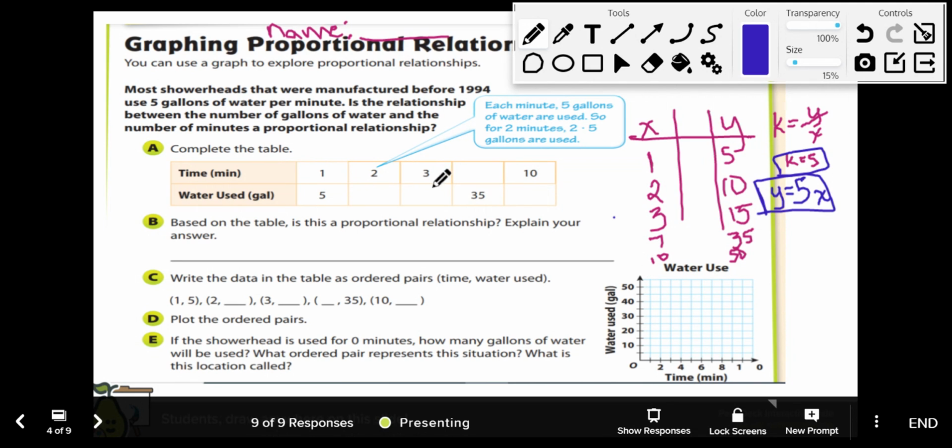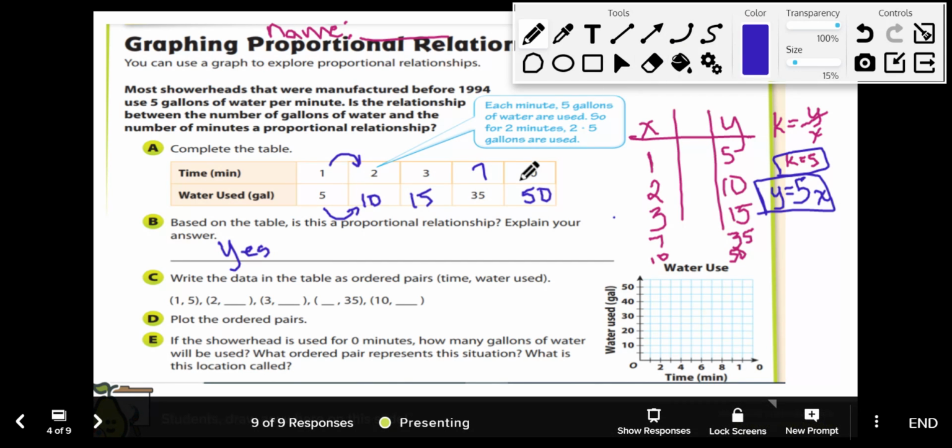There's our table. You should have filled out the table already. All right, based on this information, is it proportional? Yes. You could check it from here. How do you get from 1 to 2? Times 2. How do you get from 5 to 10? Times 2. So yes, it is proportional.